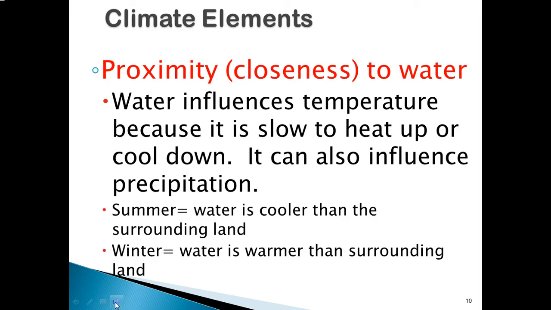The next element is proximity to water. The word proximity means closeness. Like if you were to estimate or approximate something, you're trying to get close to a number. So proximity to, closeness to, water. Water influences temperature because it's slow to heat up or cool down. It also can influence our rain, snow, sleet, and hail, known as precipitation. So what does all that stuff mean?